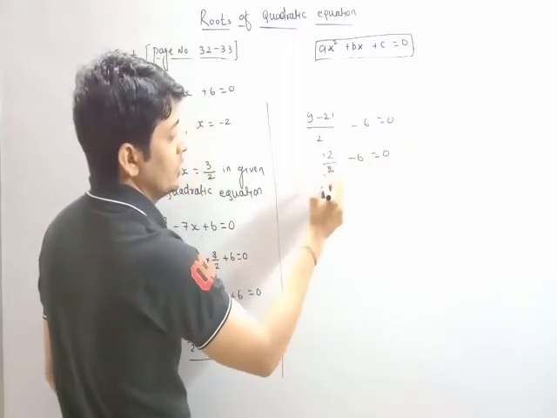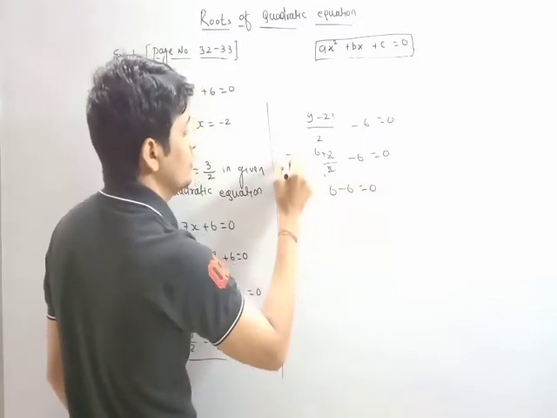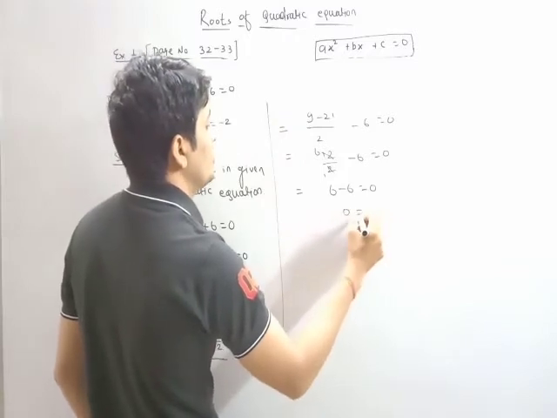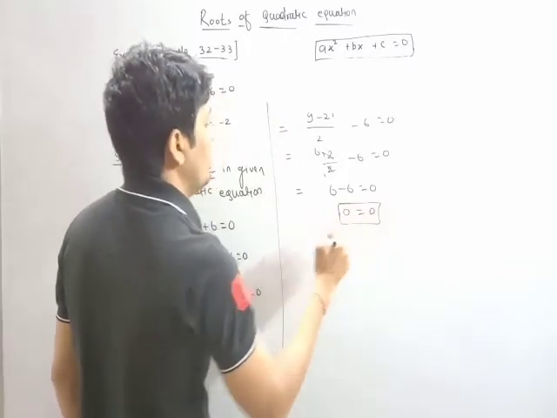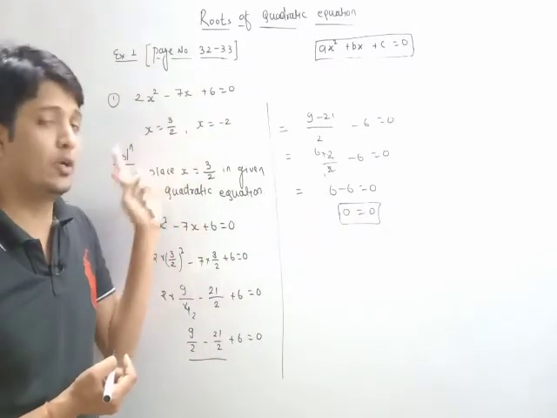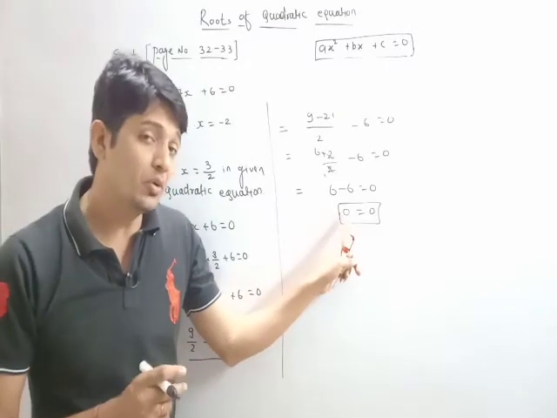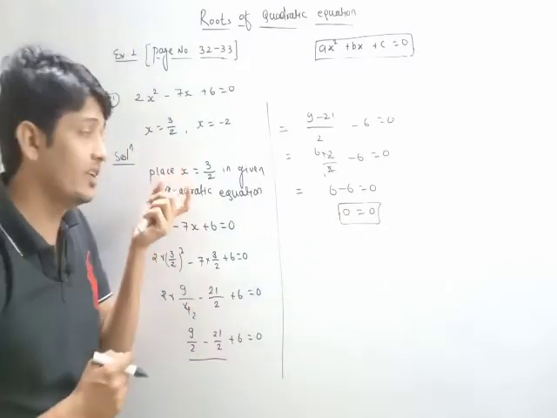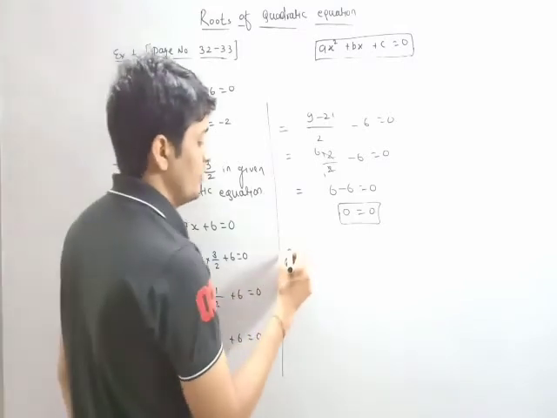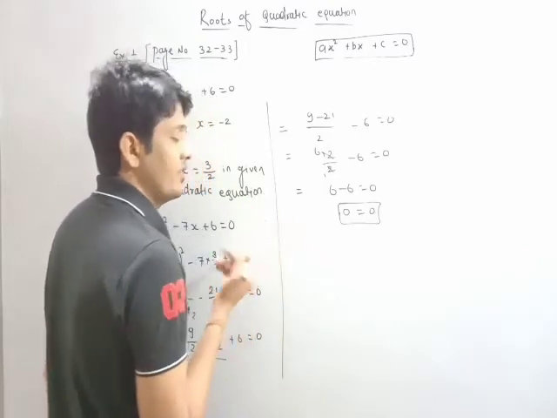So 2 6s are 12. So minus 6 plus 6 equals to 0. Therefore 0 equals to 0. See, we got the value of the polynomial as 0 when we place x equals to 3 by 2. That means if we get 0, we can say 3 by 2 is the root of the quadratic equation. So we got one result, and we will write the result at the last.